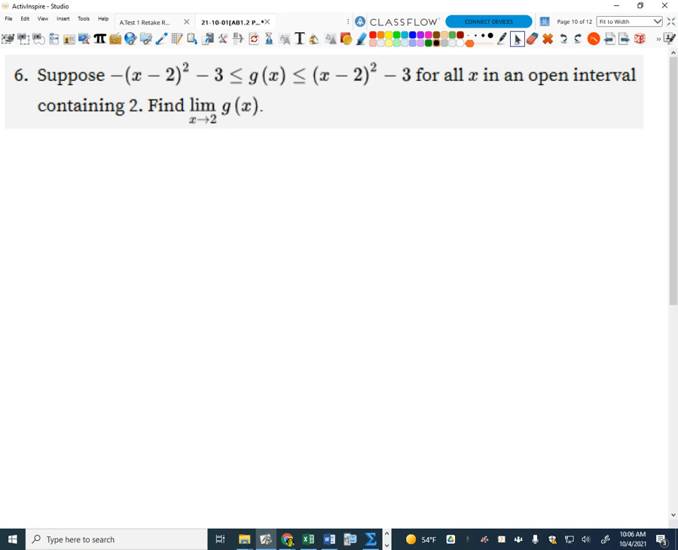Here's an example. These are the kinds of questions you run into, like on an AP test, for example. It says something like this: suppose that g of x is greater than or equal to negative the quantity x minus 2 squared minus 3, and less than positive the quantity x minus 2 squared minus 3, for all x in an open interval containing 2. Find the limit of g of x as x approaches 2. We don't even know what g of x is, but how could I use the squeeze theorem here?